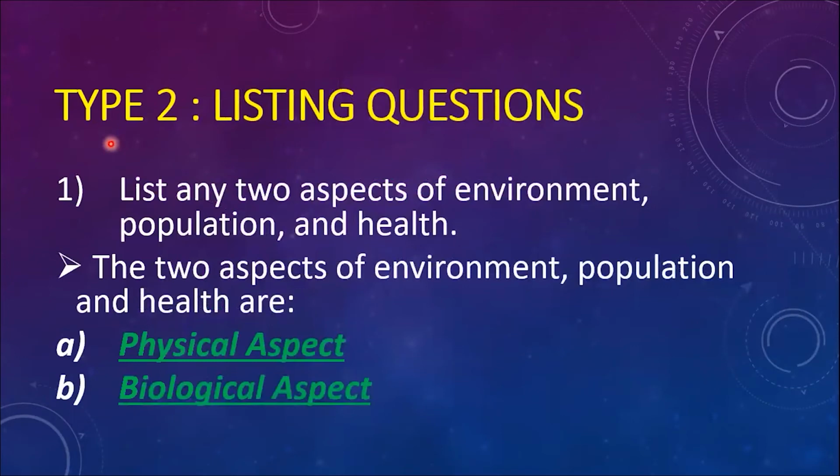Now this is the second type of questions which are asked in this unit 1. Second type of very short questions asked in unit 1. They are listing type of questions where we have to list different things, list the items. So let's go to first question. List any two aspects of environment, population and health. So you have to write in this way. The two aspects of environment, population and health are physical aspect and biological aspect.